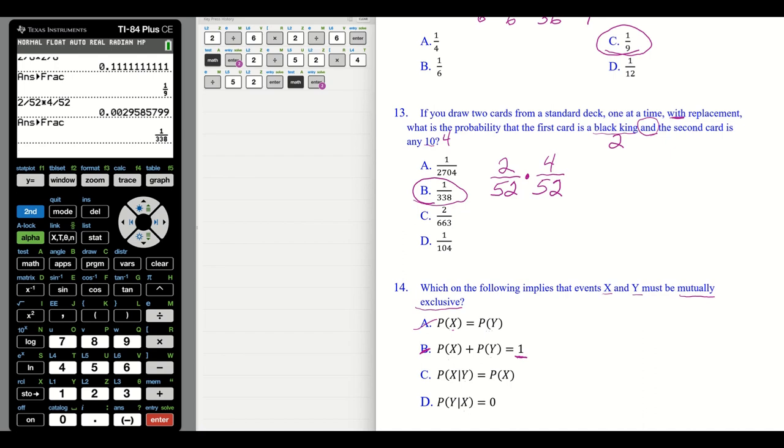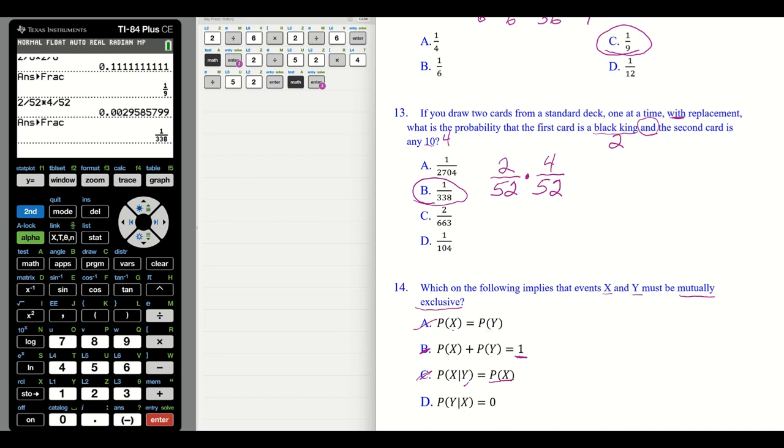Okay, the next one says the probability of X is actually equal to the probability of X given Y. That's true in some cases, but this isn't relevant for us right now, so I wouldn't say that. Now let's look at this next. It has to be the last one.